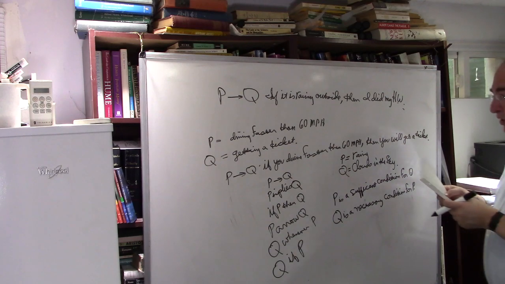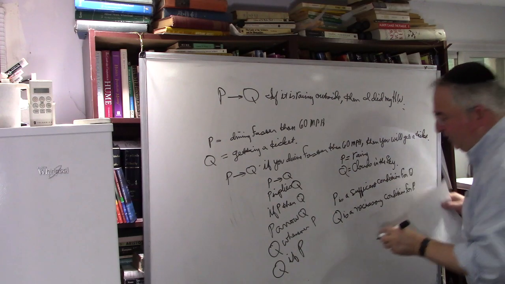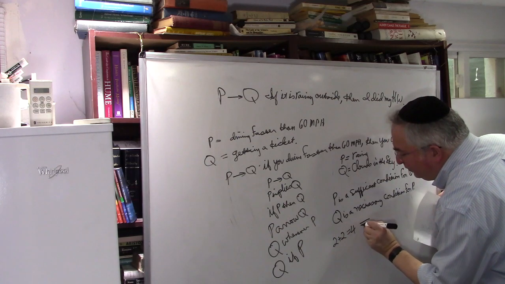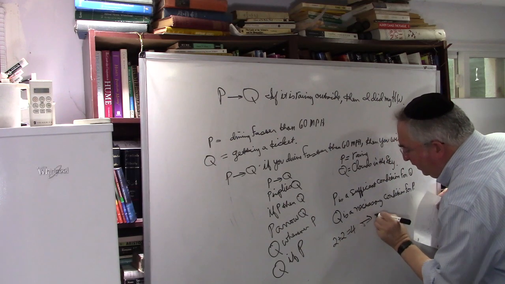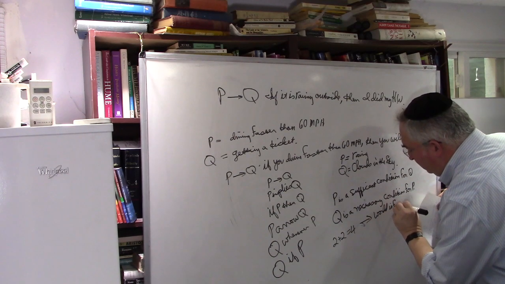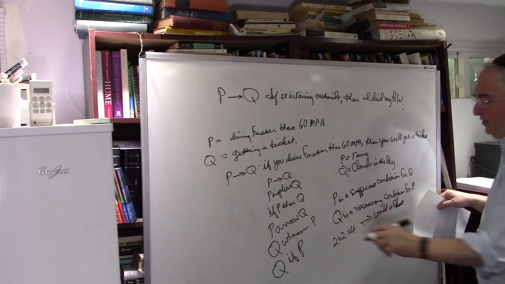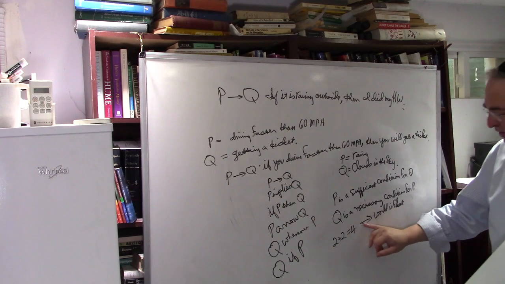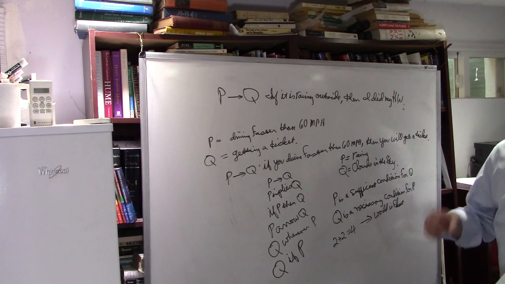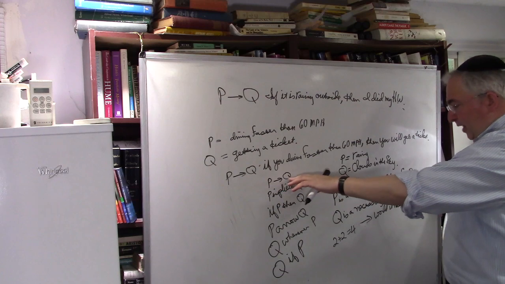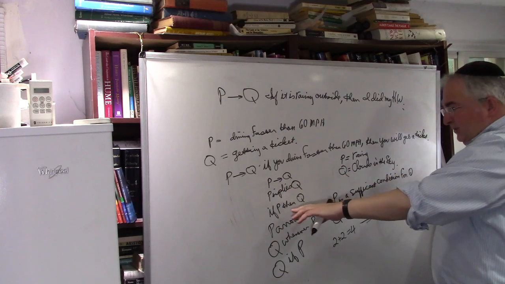Let's do one more example. 2 plus 2 is equal to 4 implies the world is flat. Now this has nothing to do with this. This is true, this is not true. I'm not interested in what's true or not true. I just want to go through the examples. 2 plus 2, arrow, world is flat.